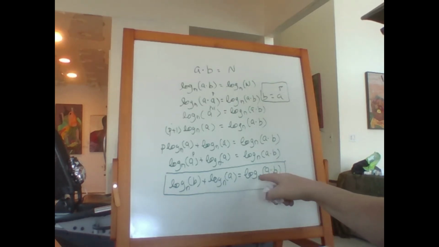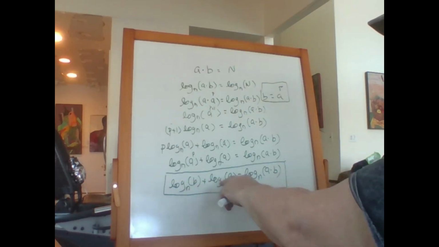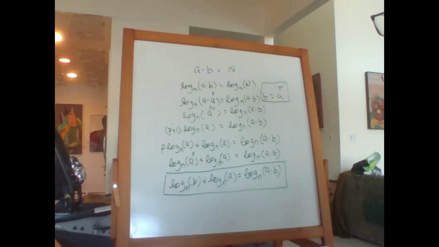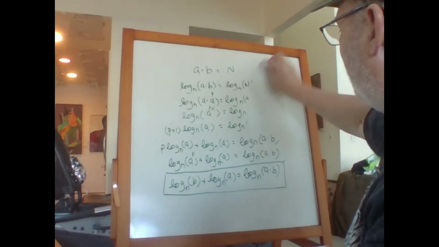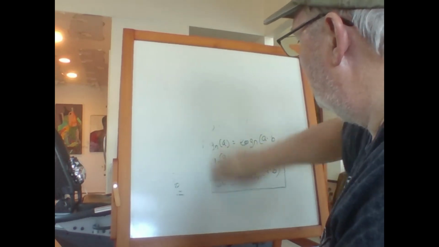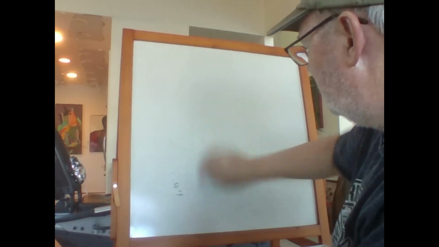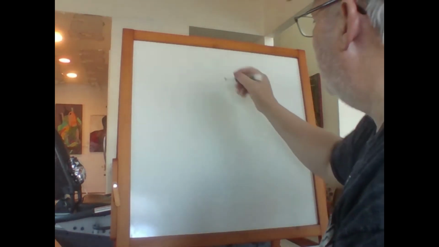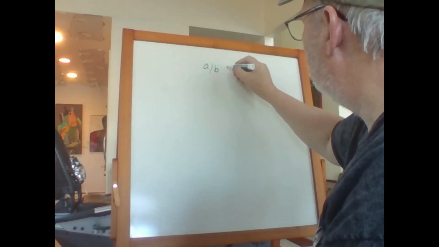So the log of a times b is equal to the log of a plus the log of b. So that's a very important rule. And by extension, we can say this, that we could use a divided by b equals n.